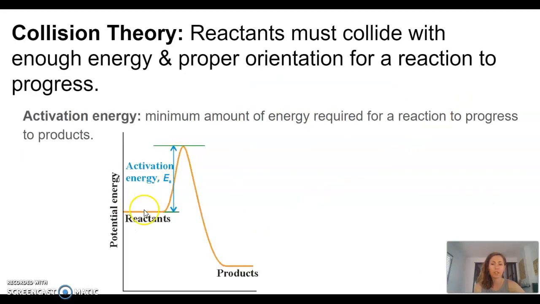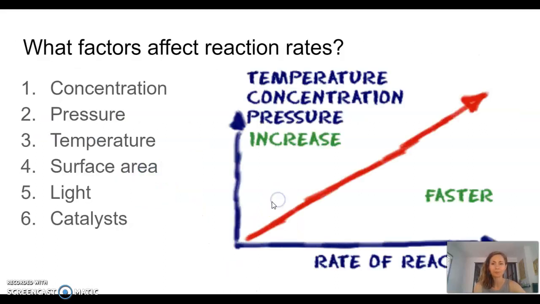Oops. It's just going to keep coming back down to me. So I need to kick the ball with enough speed to get to the top of the hill, and then it can go back over, as long as the reactants also collide in the proper orientation. So what factors affect reaction rates?